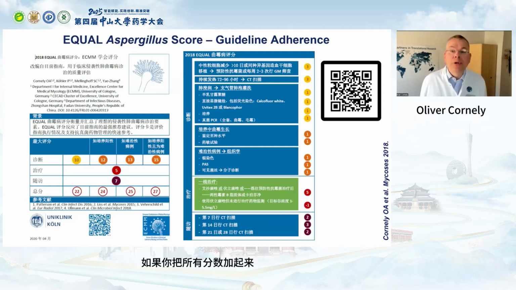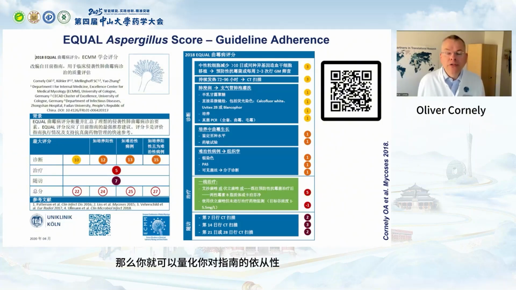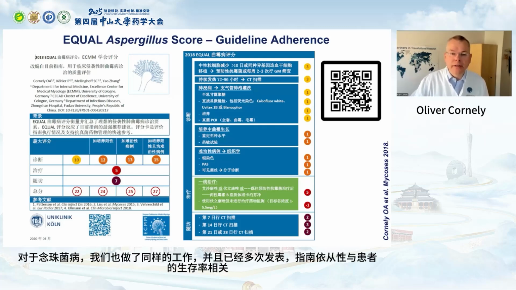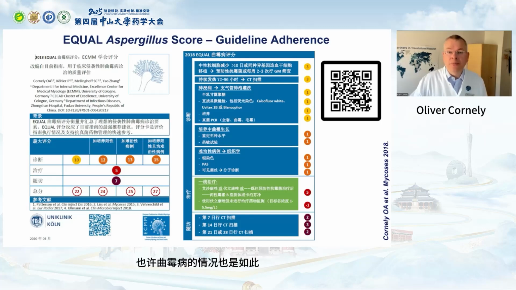And if you build a sum of all the score points, then you can quantify what your adherence to the guideline is. Actually a nice tool, and for Candida we have done the same, and it has been published all over that guideline adherence correlates with survival of the patients, and maybe that is the case with Aspergillus too.